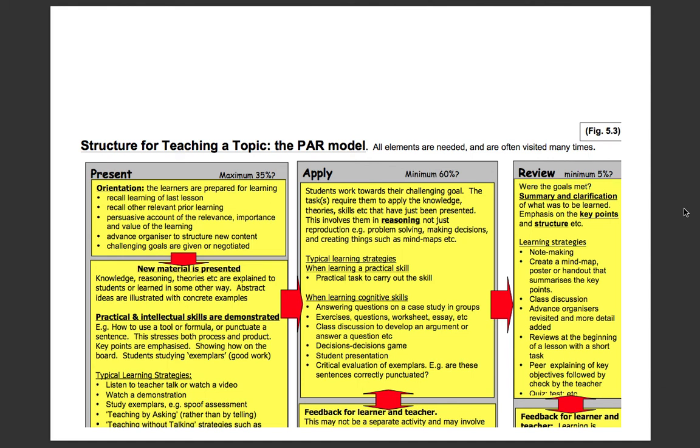that is based on semantic reasoning. So, for example, knowledge, reasoning, and theories are explained to students and learned in other ways. Any abstract ideas are illustrated with concrete examples where the students can create their own meaning and their own goals towards deep learning. An example of strategy would be teacher talk, watching videos or demonstrations, studying exemplars; spoof assessments would be very, very good.